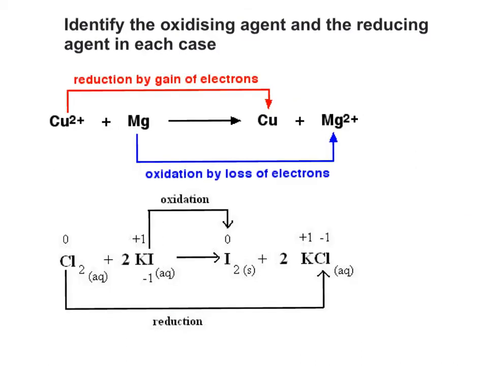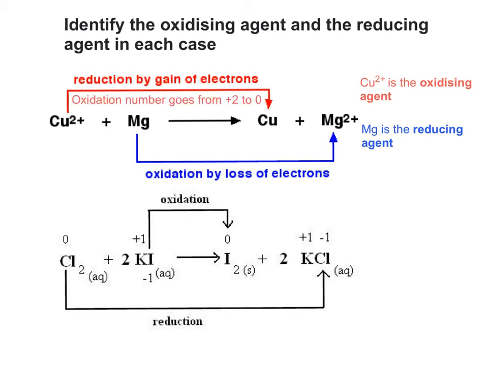So can you do the same thing here? Pause the clip and see if you can work it out. So in the first one, Cu2+ is the oxidizing agent. Its oxidation number goes from +2 to 0, so it's reduced, so something else gains the electrons. So magnesium's oxidation number goes from 0 to +2. It's lost electrons, so that means something else must have gained them.